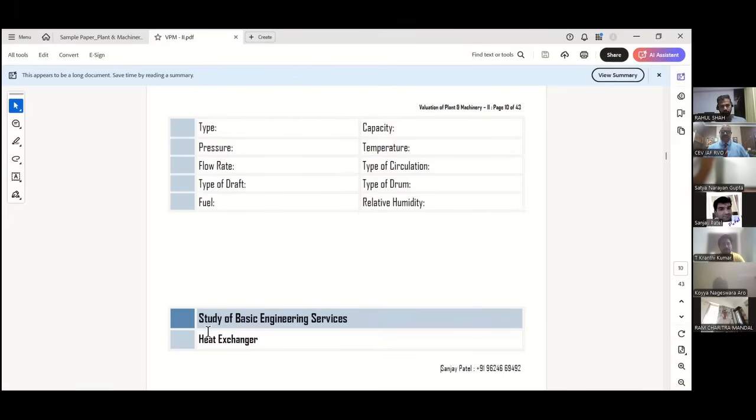So technical specification of the boiler: type of boiler, capacity of the boiler, pressure and temperature, which is the output of the steam, flow rate, type of circulation, type of draft, type of drums, type of fuels, relative humidity. As a valuer, we have to collect this data. So, utility and collection of technical specifications.